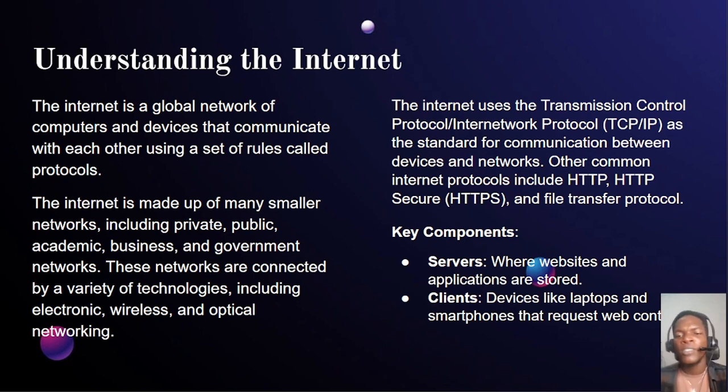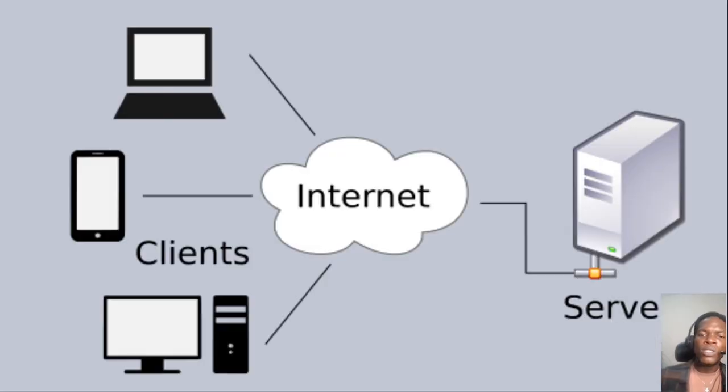Then you have the client component, which is devices like laptop and our smartphone, where we make this request from. So using this pictorial view, we the clients, I use my system, you use your phone, you use your system to access the internet, to get information, to interact with the server. And what does it do? The server brings what we want from it. So we say we want www.facebook.com.